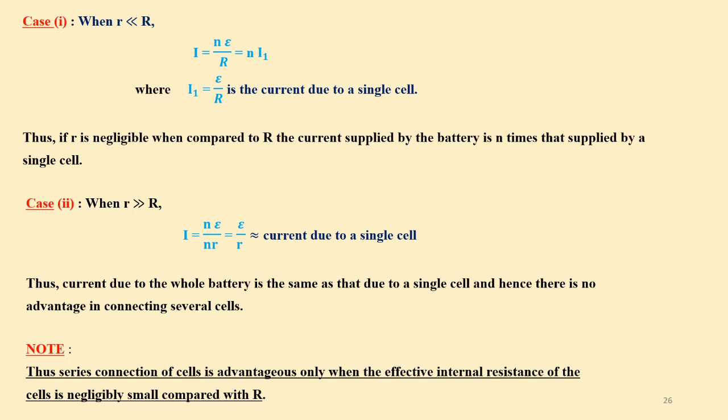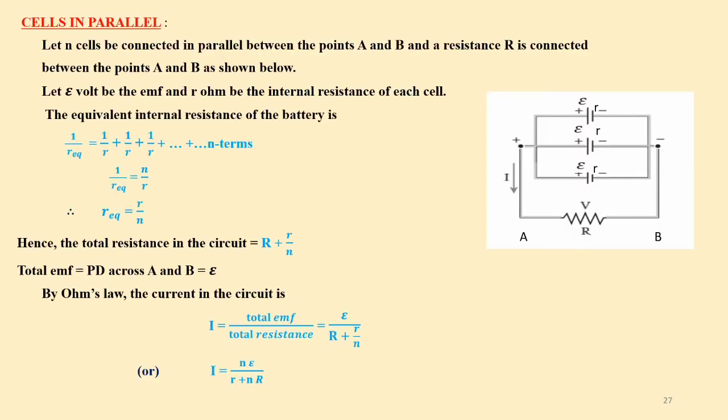Note, thus series connection of cells is advantageous only when the effective internal resistance of the cells is negligibly small compared with the external resistance R.